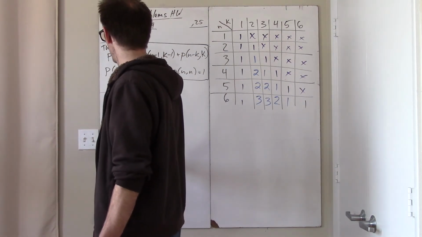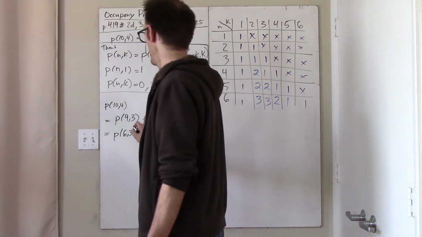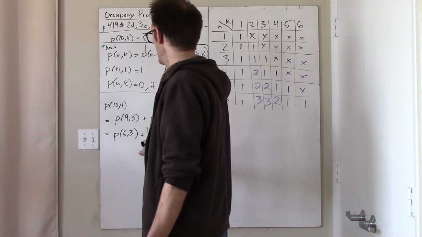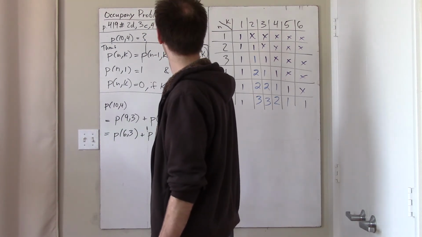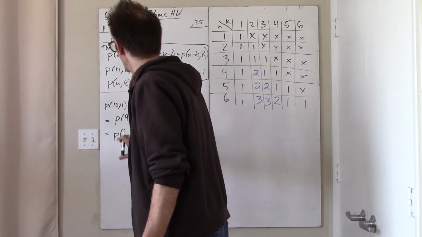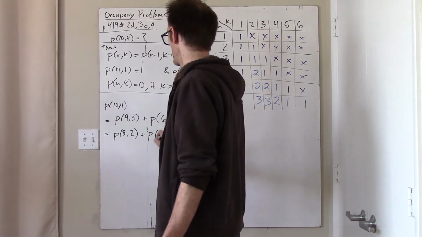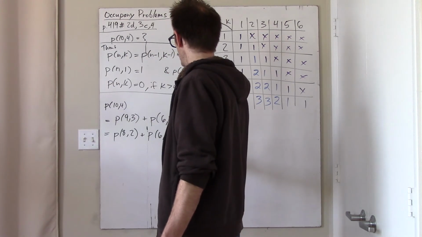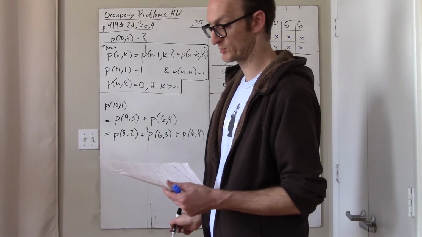Well, P93 is going to be P63 plus P64. No, not P63, I meant P83, I meant to say P83 is P72 plus P63. And also P63 is on my table. This seems like the most organized way to do it.